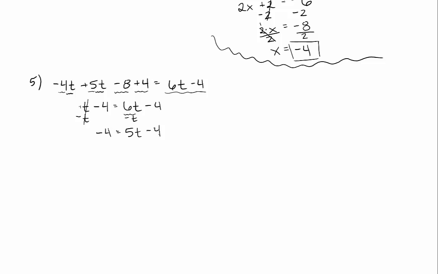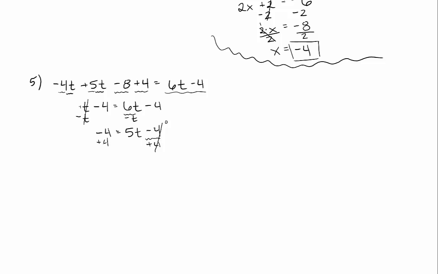What I want to do here is get t alone. So what do I do? Well, I'm going to deal with this minus 4. I have to do the opposite of what it's doing, so I'm going to add 4. Why? Because minus 4 plus 4 is 0, and that's my goal to get t alone. So I'm going to add 4 to the other side.